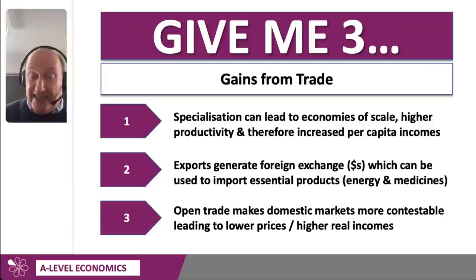For a developing country in particular, exports generate foreign exchange, you know, dollars or yuan or whatever it is. And those dollars can then be used to fund the importation of essential products, which could be energy, could be pharmaceuticals, it could be car parts, who knows. And crucially, and don't be afraid to go back to microeconomics in paper 2. Open trade makes domestic markets more contestable, and that can lead to falling prices and higher real incomes that lifts the real product wage of people in countries. A really good point from Invict, how a Harrod-Domar model is via higher export revenues, allowing for investment in capital. Superb answer. Okay, next slide.